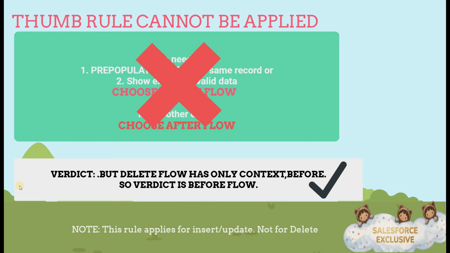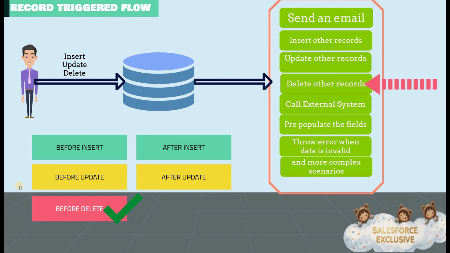But the thing is, in record trigger flow, we only have one context, which is before context. So obviously, we need to follow before context in this use case. So in record trigger flow, we have done before insert, after insert, before update and after update. Now we are going ahead with before delete. On this delete operation, we wanted to delete some other records. In this case, delete its child records before the actual deletion is being done.